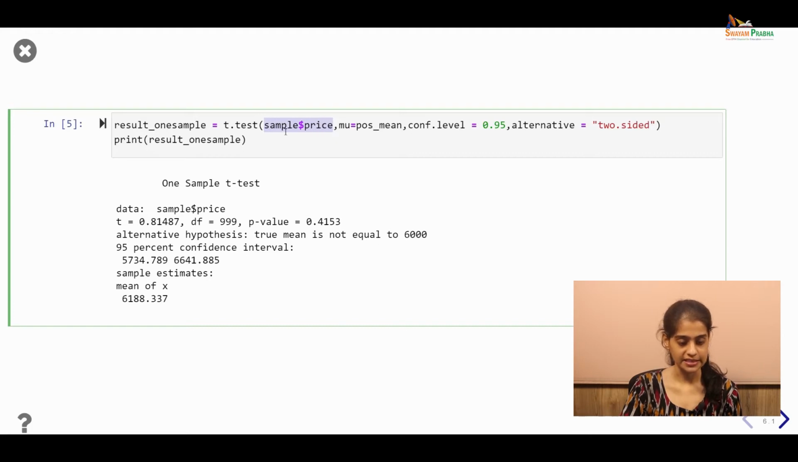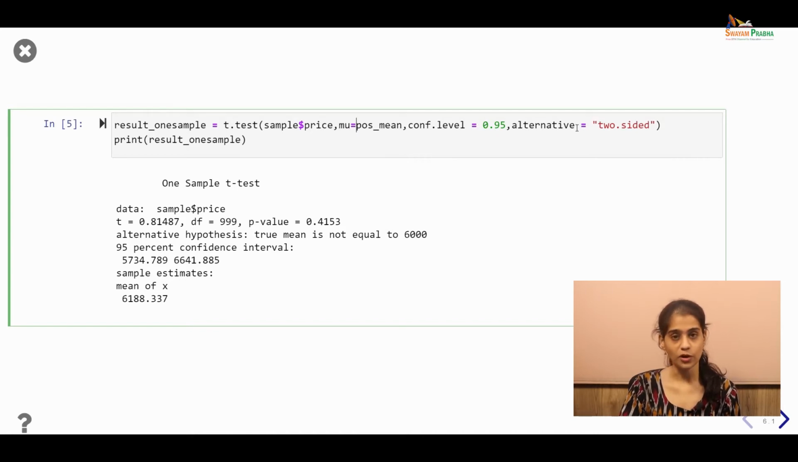So I am just giving it as sample $price. The next parameter is mu, which is the postulated mean. We have already saved it as 6000 under the variable pos_mean. So this is the mean against which we are going to check. The next is confidence level. Confidence level is 1 minus alpha. Alpha is the significance level, and 1 minus that value gives you the confidence level. Our significance level is 0.05, and hence our confidence level is going to be 0.95, which is 1 minus alpha.